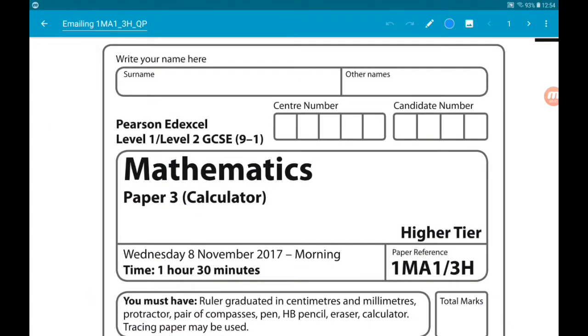Hey there guys, welcome to my walkthrough of the November 2017 Edexcel Higher GCSE Maths Paper 3. So it's a calculator paper.